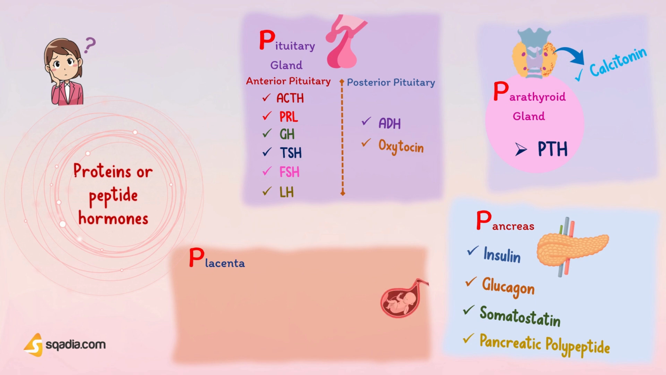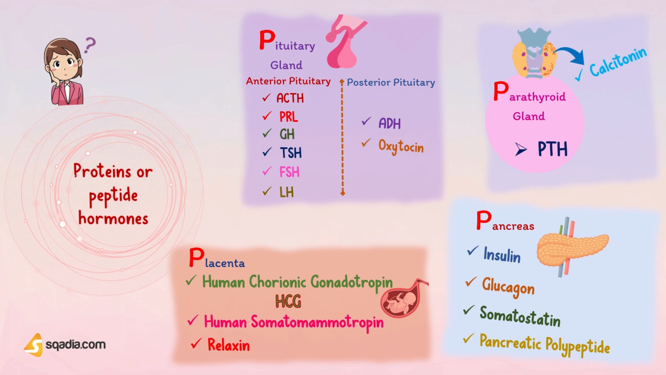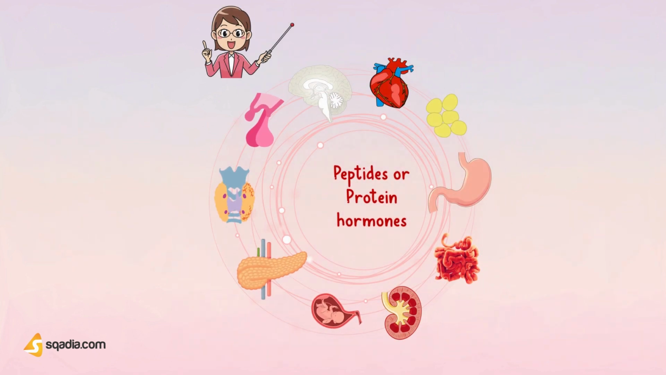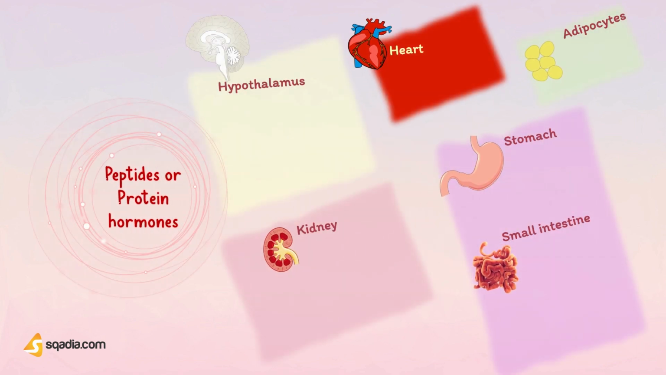And placental peptide hormones are human chorionic gonadotropin, hCG for short, human somatomammotropin, and relaxin, and the 2 remaining placental hormones are steroids, which I will tell you about later on. Are you interested to know more about peptide hormones from other glands? Well, the hormones released from the hypothalamus are also peptide hormones except for dopamine.